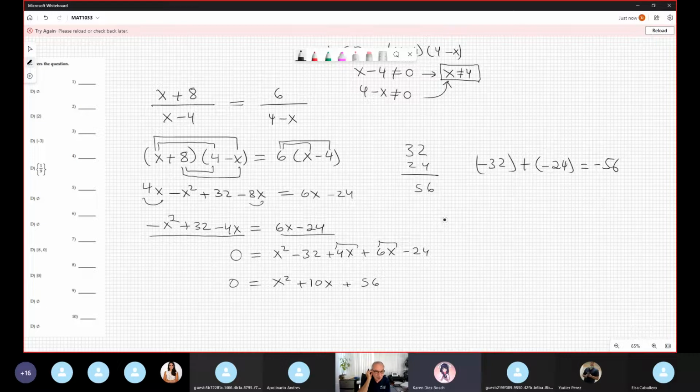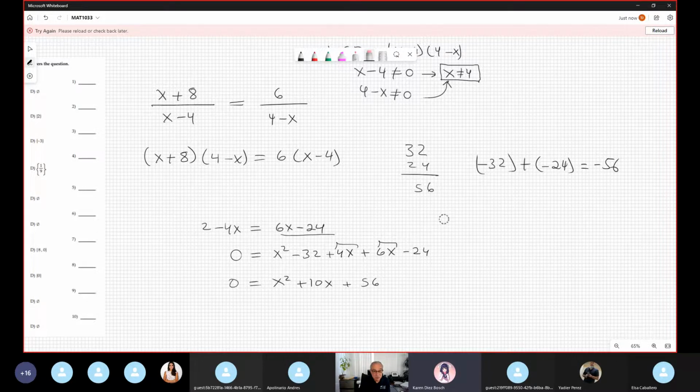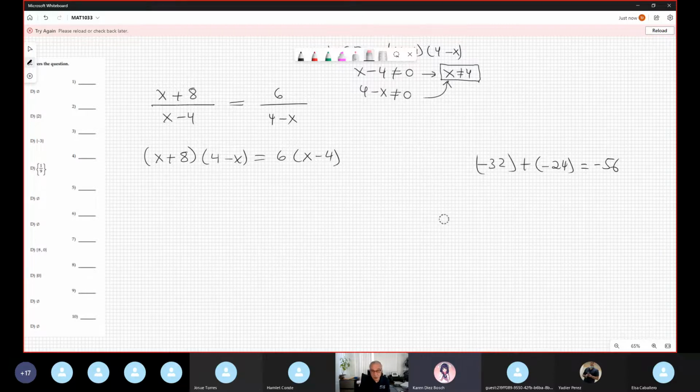Okay, let me try. 6x minus 24. Let's do it another way. Okay, let's do it again. Sometimes it happens, at least to me. I don't see the mistake. It's stupid. And when you redo it again, it's easier than detecting the mistake.